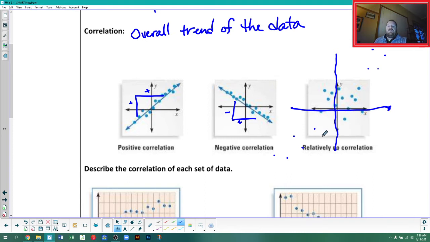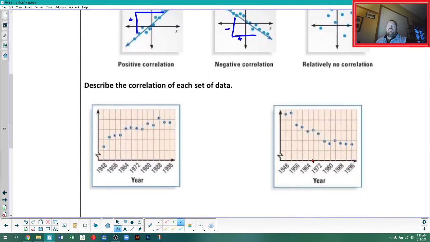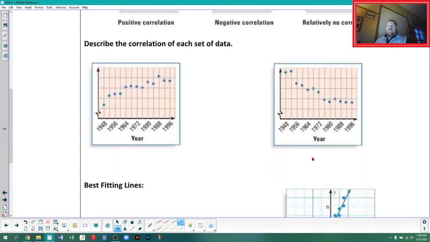It seems, for lack of a better word, scattered. And that's, again, just with what we're given here. So based on this information, it is what we're going to mainly consider as just no correlation. I tend to drop the "relatively" no correlation. Okay, so we can classify sets of data as having different levels of correlation.